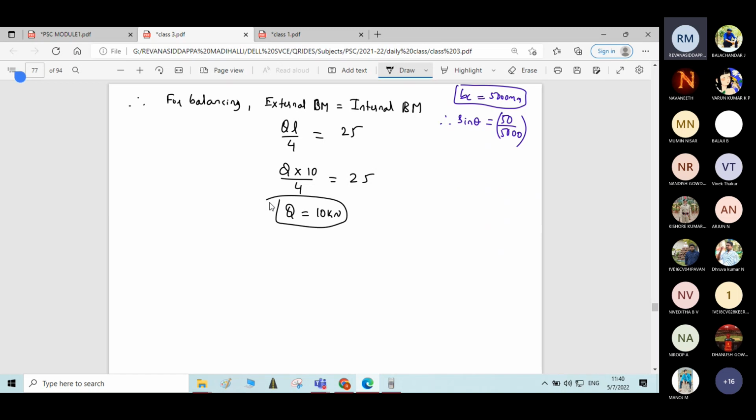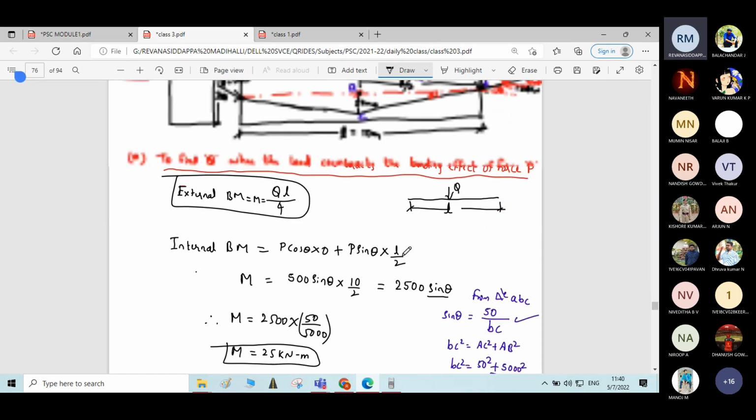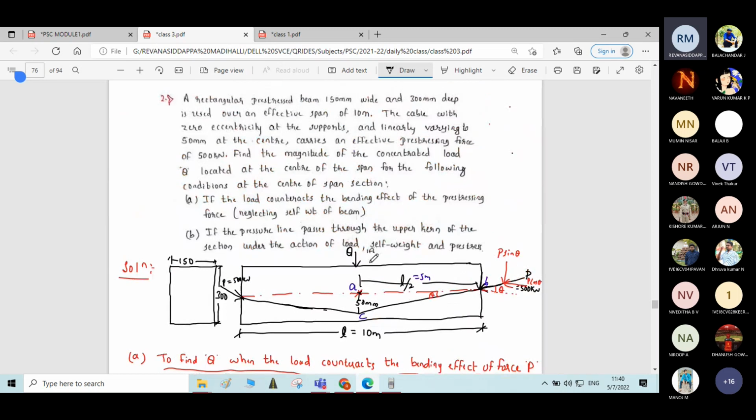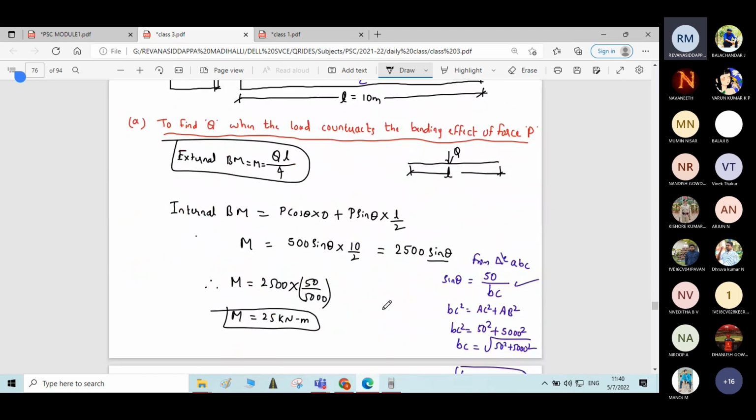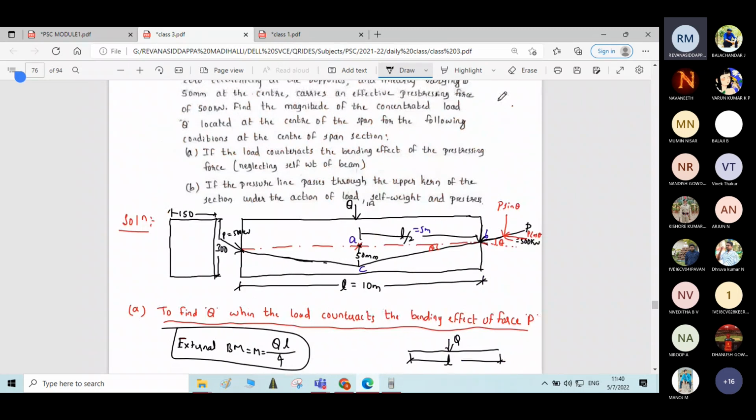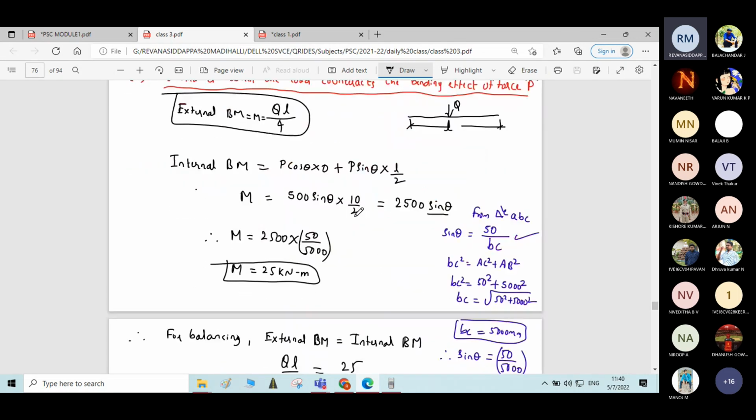So if you apply a concentrated force of 10 kN at the midspan of the beam, then it will counterbalance the moment due to the prestressing force. That is the meaning. So question A is solved. Now coming to question B. If the pressure line passes through the upper curve of the section under the action of load, self-weight and pre-stress, what is the magnitude of the prestressing force? That is question B.